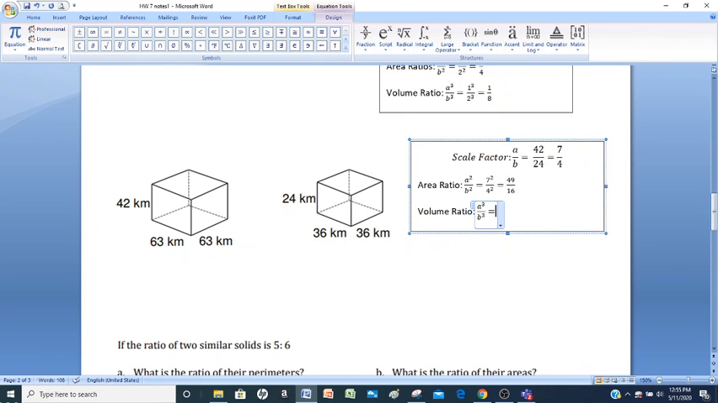A is still 7. Notice how that doesn't change. And B is still 4. That doesn't change.